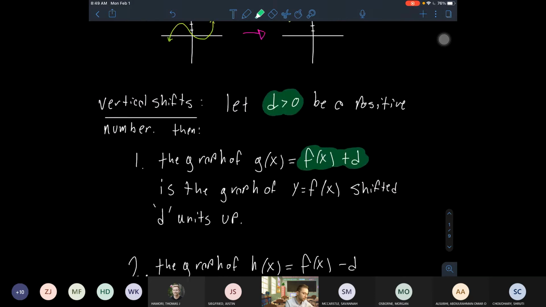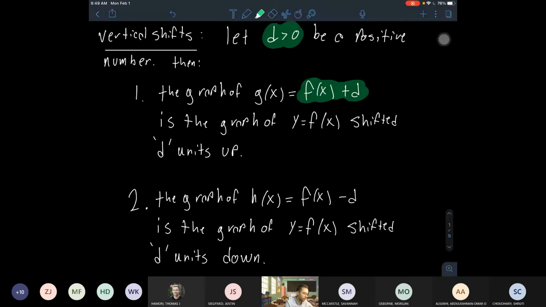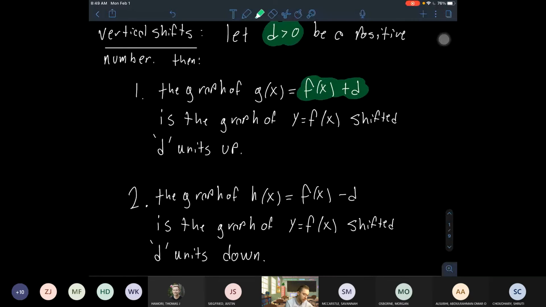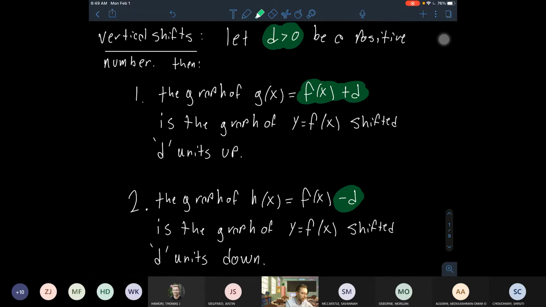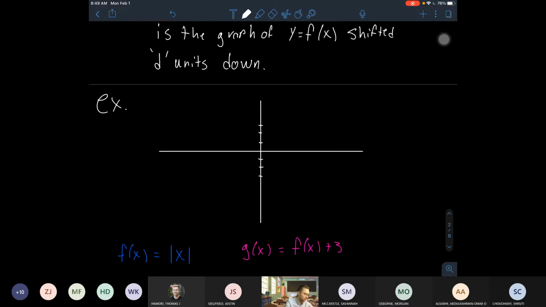That's what that says. And then the secondary fact here is that if we subtract the positive number d, so if instead of adding d, we subtract it, then what we're going to get is the graph of y equals f of x shifted d units down. We already kind of saw what that looks like, but let's do some practice with this.